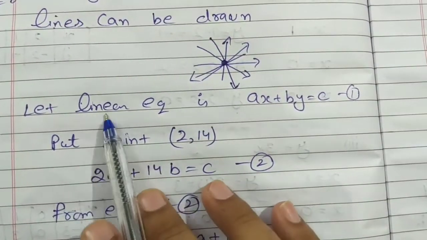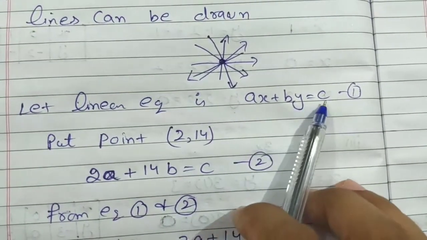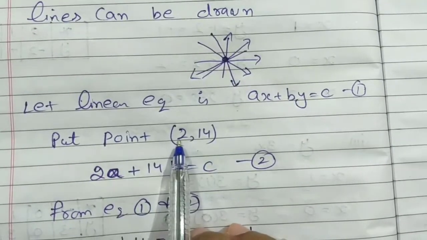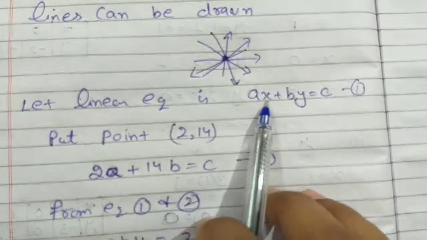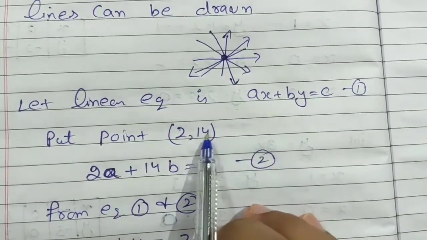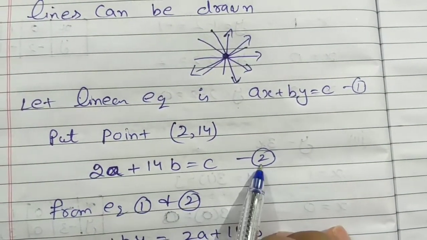Take a look. First of all, let a linear equation in two variables be ax plus by equals c. That is equation number 1. Now put the point 2 and 14: the value of x is 2, and the value of y is 14. So it is 2a plus 14b equals c. That is equation number 2.